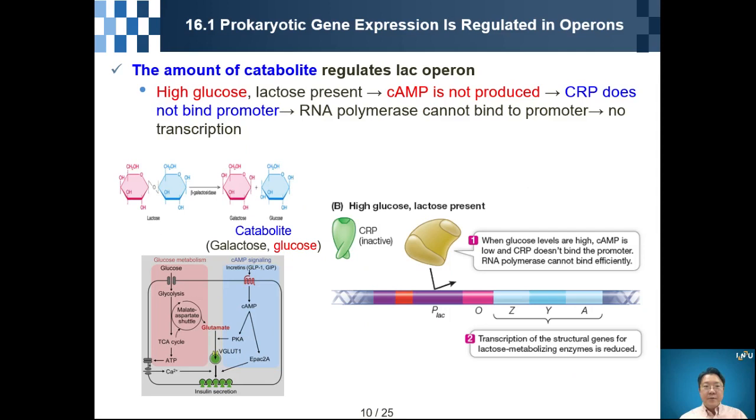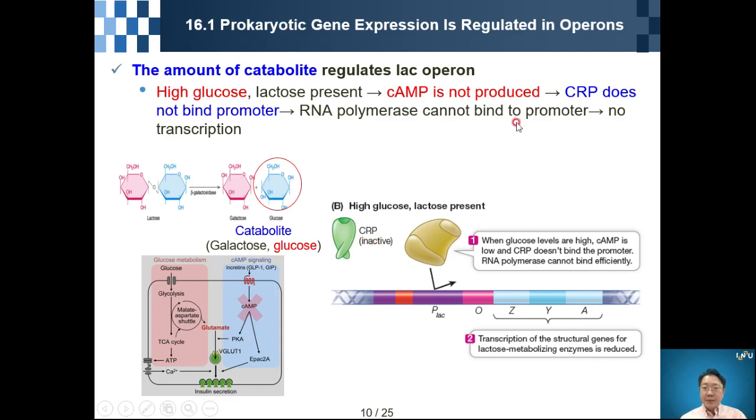Okay, so in this slide, we will learn when the amount of catabolite is high. In this case, there is a high glucose concentration. The catabolite, especially the glucose amount, is high and the lactose is present. In this case, cAMP is not produced. Because cAMP is not produced, cAMP cannot bind to the CRP. So CRP will become inactive.